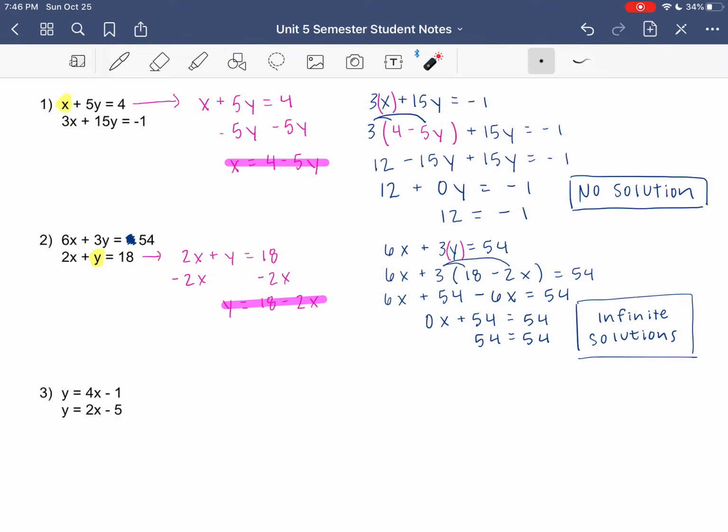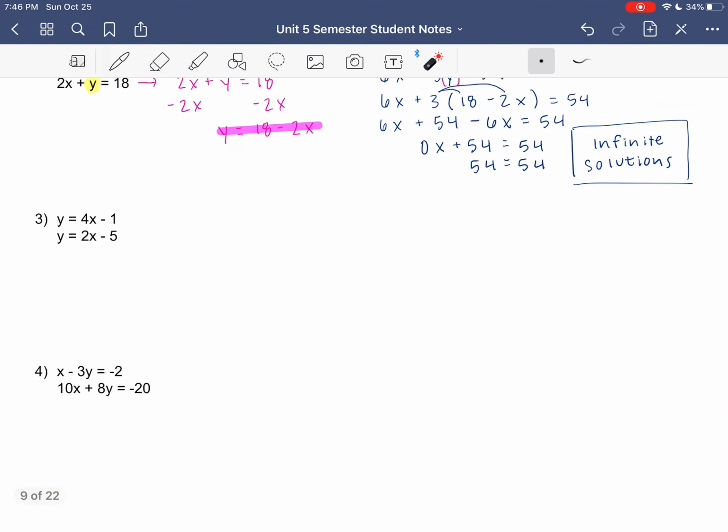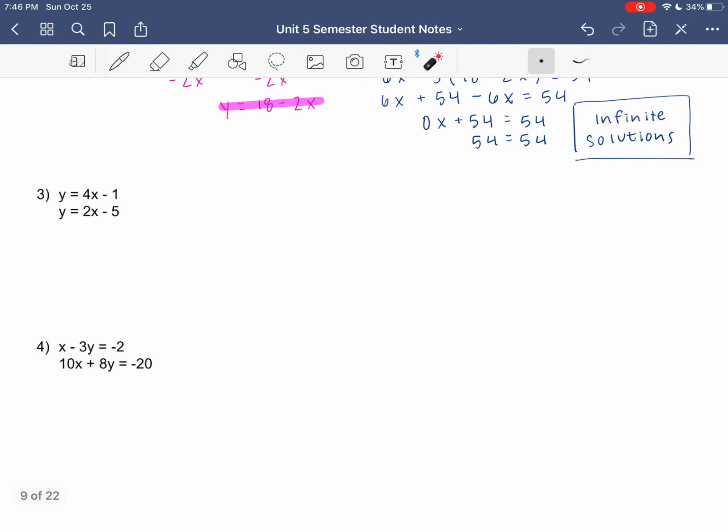All right, number 3 is actually not anything super weird, but sometimes it does give students a hard time when we have two equations in y equals form. Or same thing if we had two equations in x equals form. It's going to look like we just set the equations equal to each other, but we can think about it the same way. So I'm going to use that top equation as my isolated version.